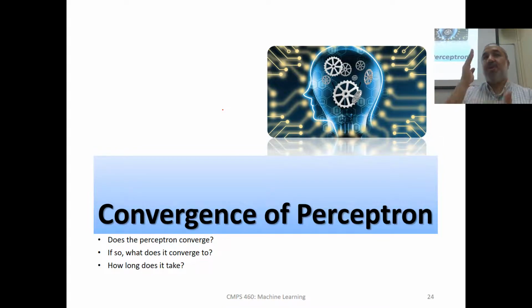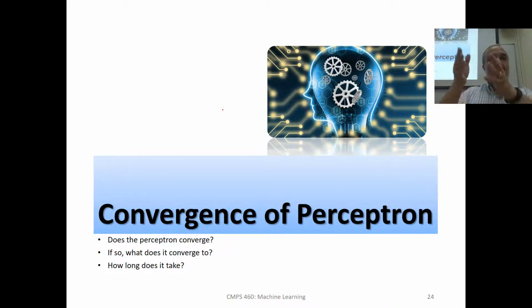Does it reach a point where it doesn't change? Now, stable means it doesn't change, right? After some time, it will not change. Will we have something like that with Perceptron? Will it converge? So that's a question. If it will converge, what will it converge to? Something that is good in terms of classification or not? And if it will converge, how long will it take to converge?